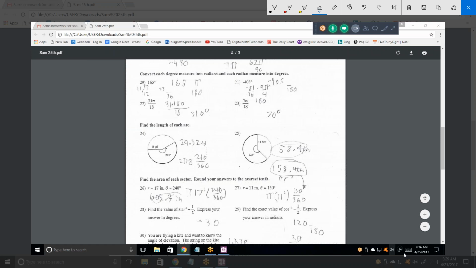If it's in radians, it's much easier to use the formula, because then it's just S equals R times whatever theta is in radians. It's far simpler to do it this way than it is to do it this way.